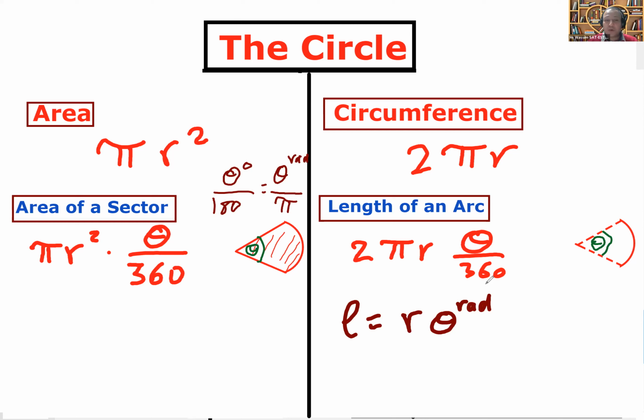Area of a sector is pi r square times the angle over 360, and it also has a form in radians. Area of the sector, area of sector, does anyone know it? Half r square theta radian. Half r square theta radian.